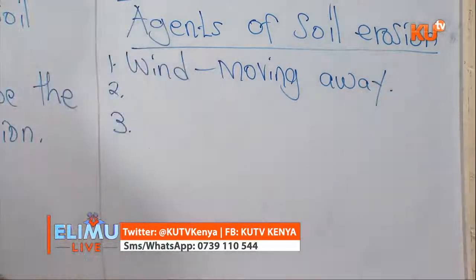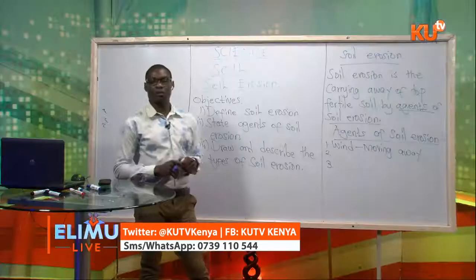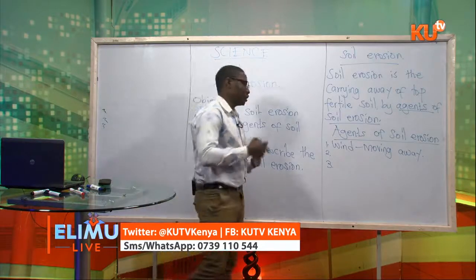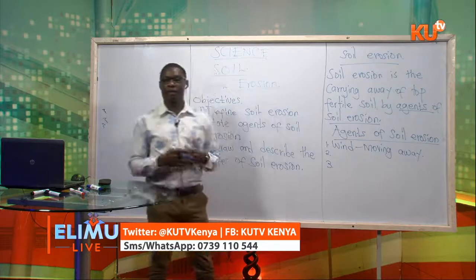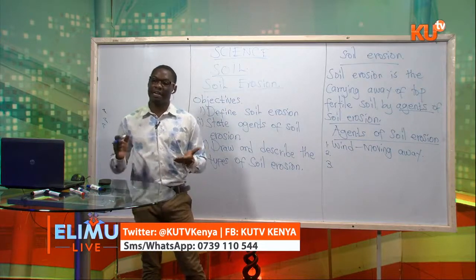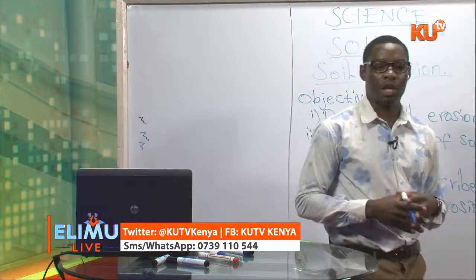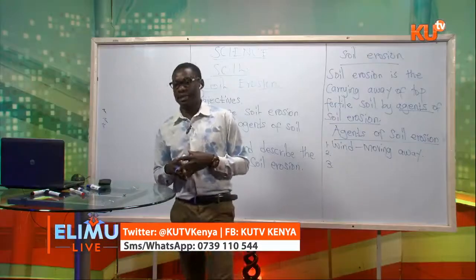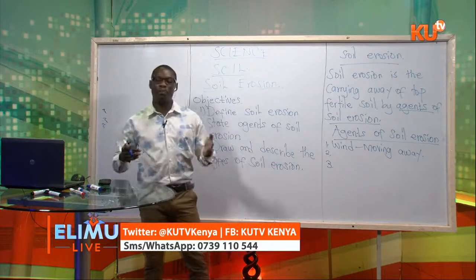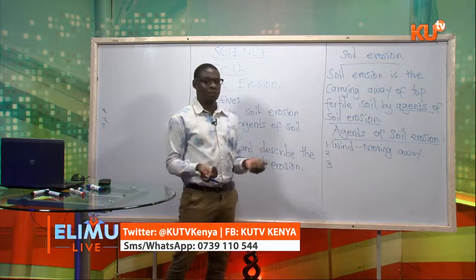Wind is referred to as moving air. This wind is an agent of soil erosion such that it carries soil from one point to another. In which way? When the wind is blowing, many a times, it carries dust particles with it. Together with dust particles, it carries the soil particles. Now, these soil particles will be moved from point A to point B.